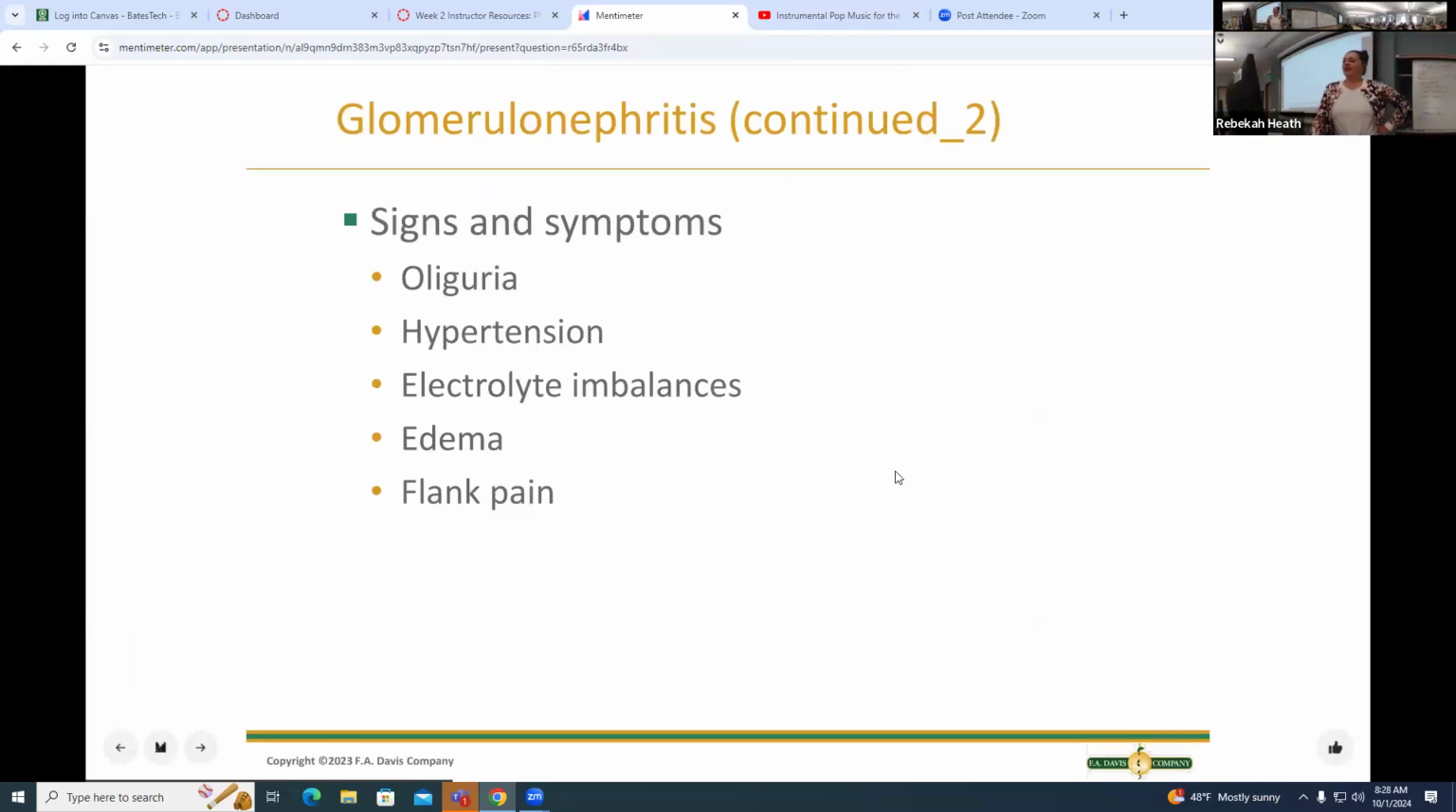Never mind. Going back, signs and symptoms of glomerulonephritis. High blood pressure, right? With that backup, it's going to cause an increased pressure in the rest of your body. You're going to have electrolyte imbalances because the kidneys aren't going to be able to filter out things like they normally would. Because of that fluid backup, you're going to have edema.